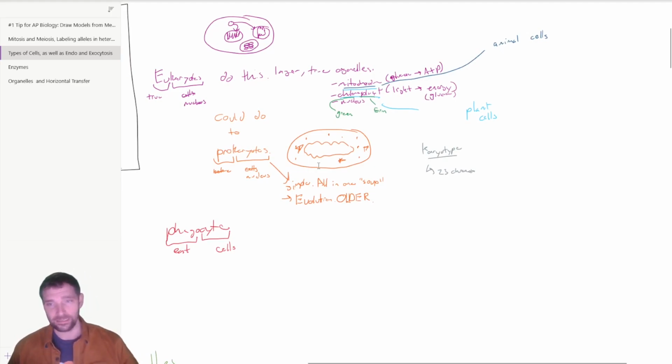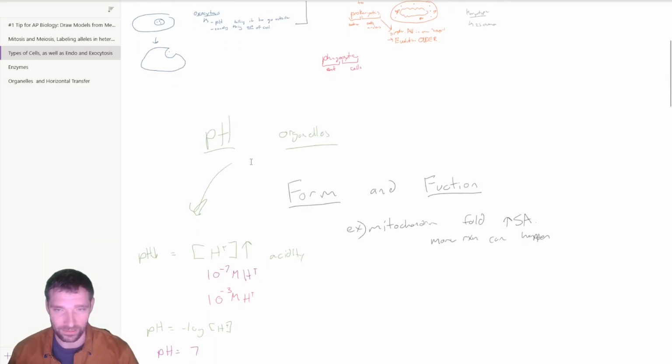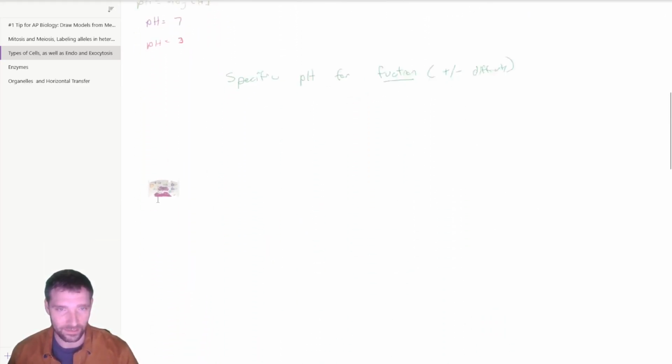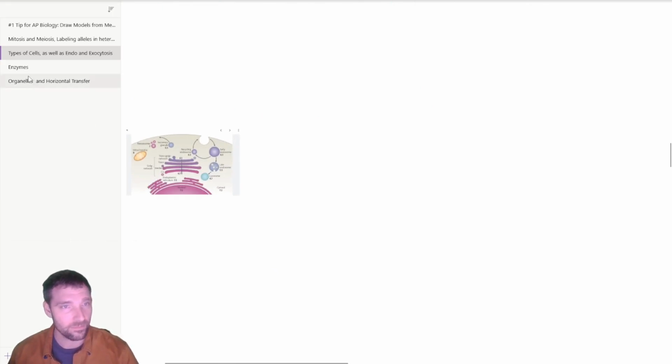If you don't know the main differences between those two things, drawing it out will really help you. So this was just like a first pass, like what can you tell me about these two things, and some general notes about pH and how that relates to these different organelles.